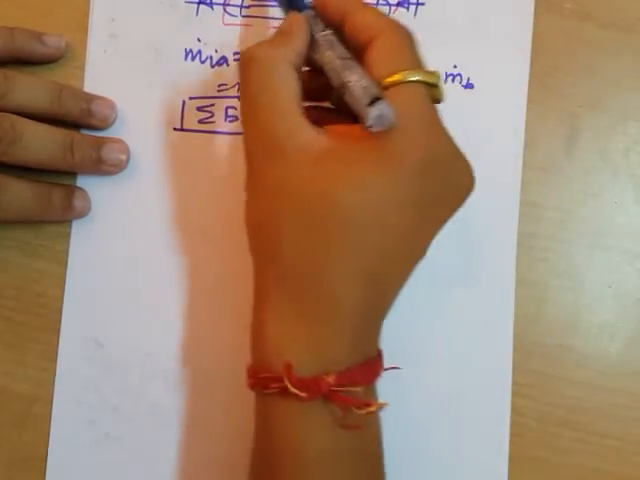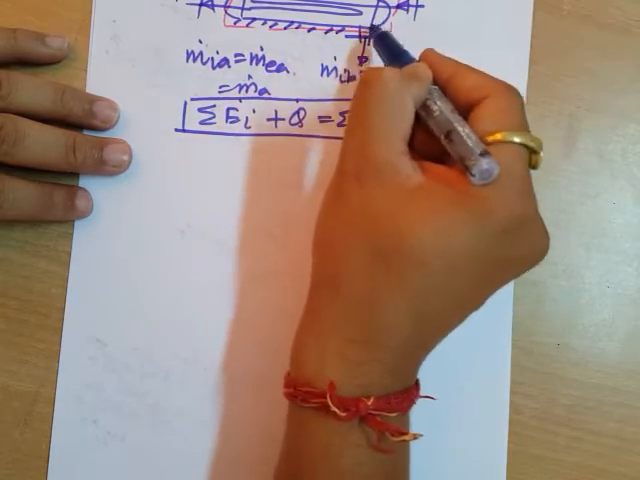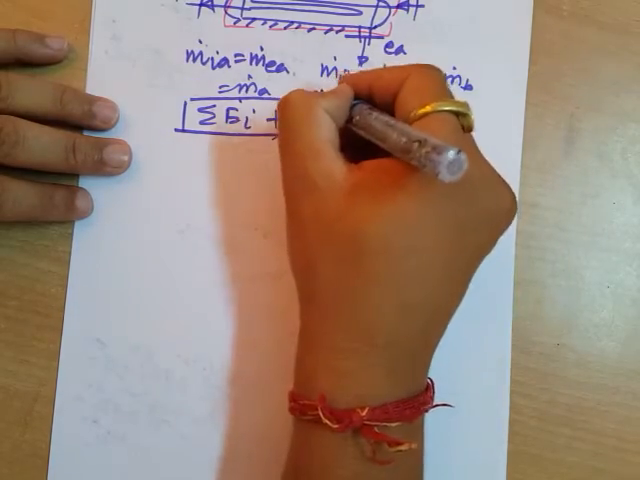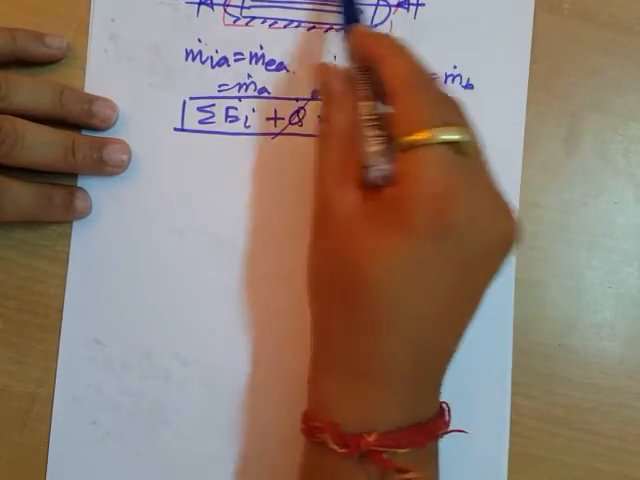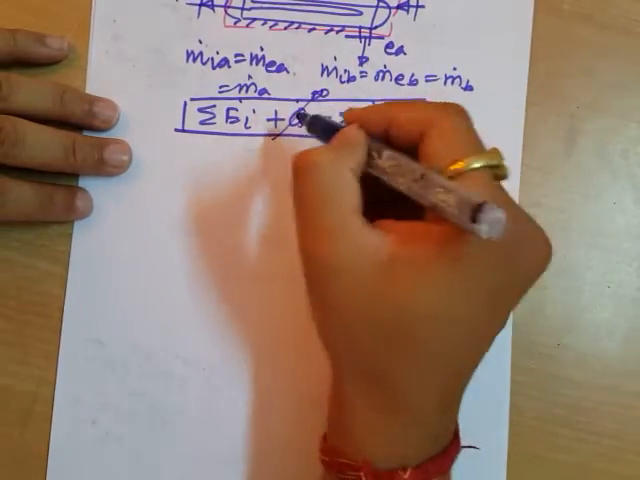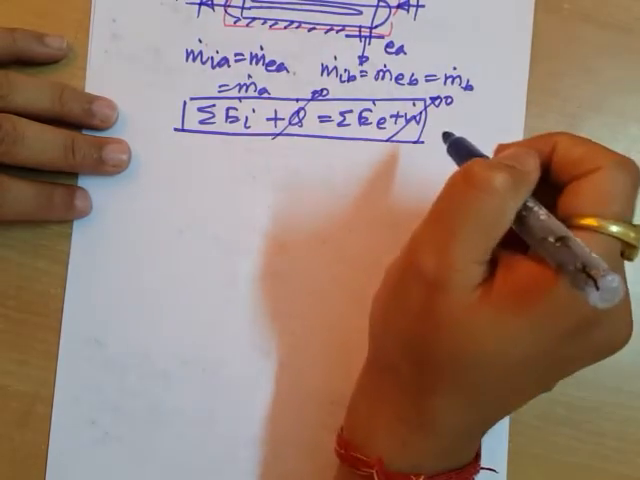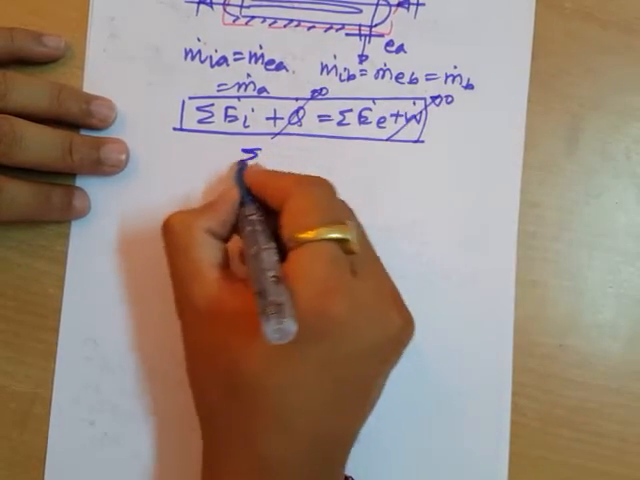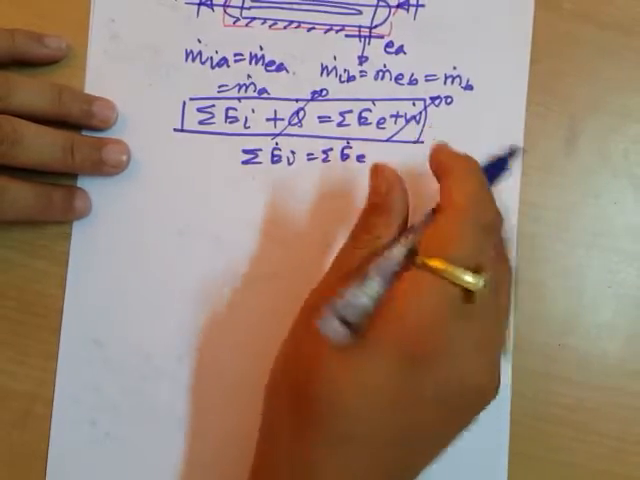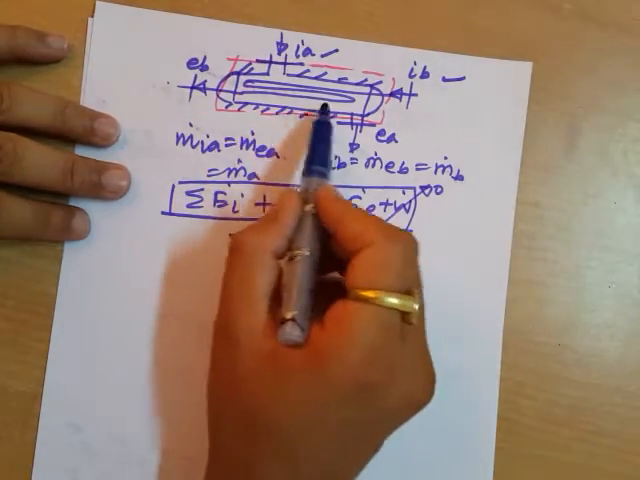In this device, there is no external heat loss. Whatever interaction is taking place, it is taking place between fluid A and fluid B. So the external interaction of this control volume with the environment, in terms of heat, is not there, as well as in terms of work, as no shaft is there. So this equation simply reduces to sigma EI is equal to sigma EE. Two streams are entering.